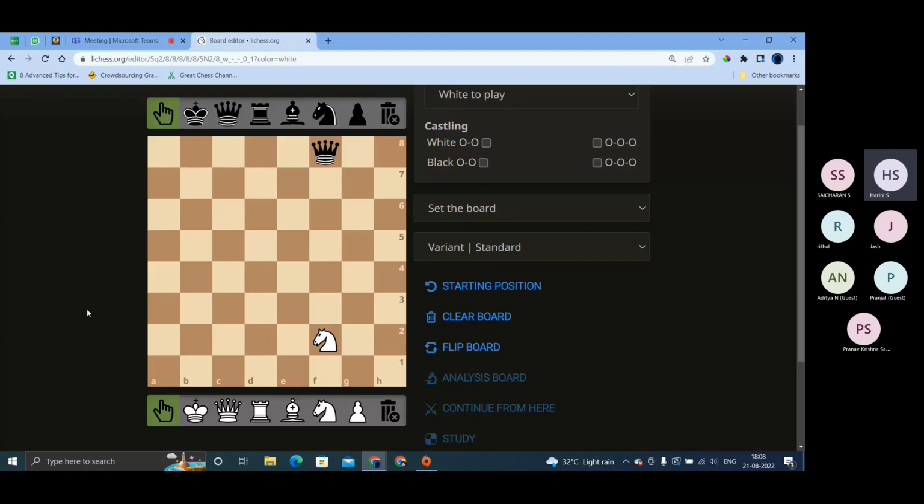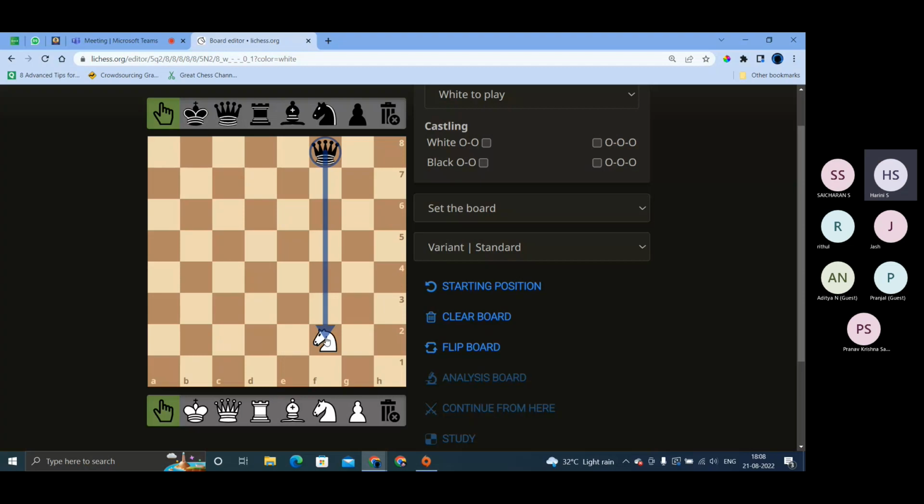We will start with Aditya. What is the black queen doing, Aditya? These are the three words: control, attack, support. What is the black queen doing? The black queen is attacking the knight. Very good. So it is attacking the knight. Very good. Be on mute.